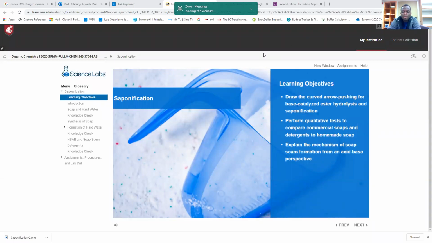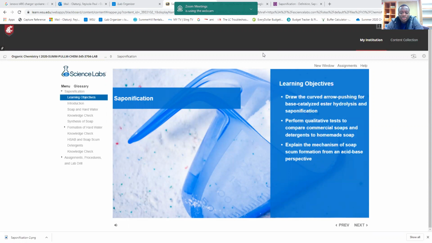Morning, everyone. Today, we are going to be making soap. We're going to be looking at a reaction known as saponification. Saponification is just the process of making soap. In chemical terminology, saponification is basically a base hydrolysis reaction for ester.